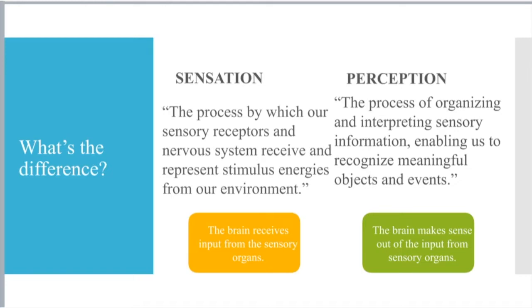Perception is the process of organizing and interpreting sensory information, enabling us to recognize meaningful objects and events. This is when our brain is making sense out of the input from sensory organs. So when we attach meaning to those sounds, instead of the textbook dropping and our brain saying oh, that was a loud noise, we say, I'm at school, we're working with textbooks, somebody dropped their textbook. So we have sensation and we have perception.